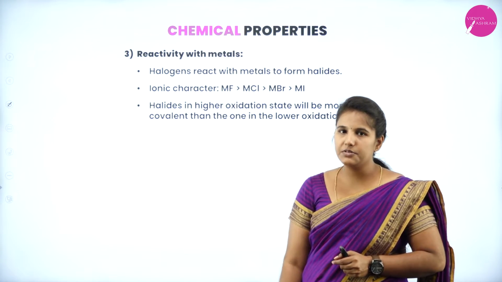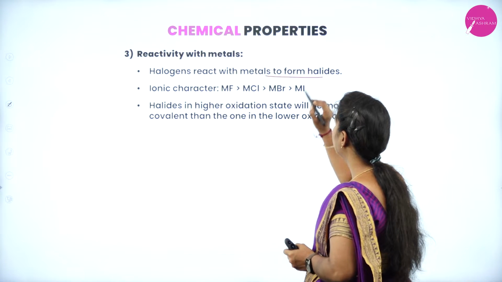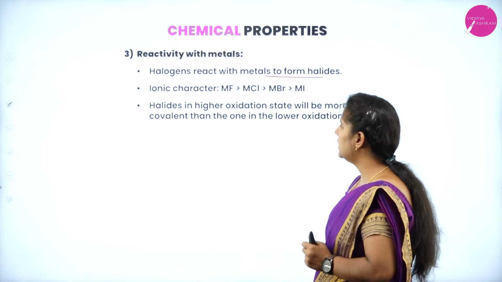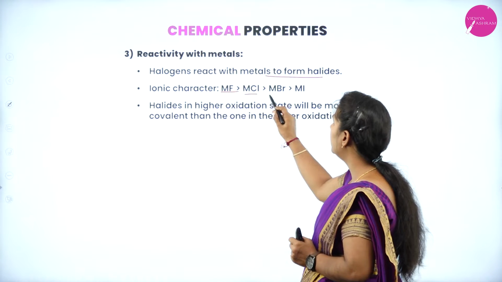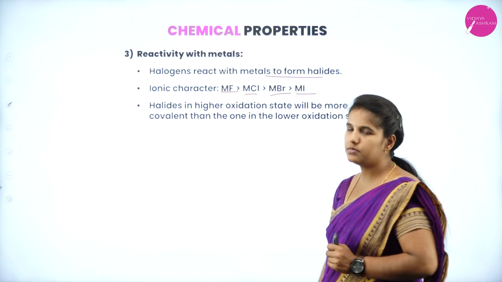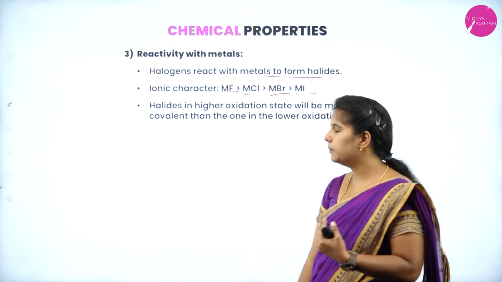Next is reactivity towards the metal. The halogen, when it reacts with the metal, forms halides, and generally it will be in this order, that is metal fluoride, metal chloride, metal bromide and metal iodide. Here M stands for the metals. It may be metal or it may be non-metals also.